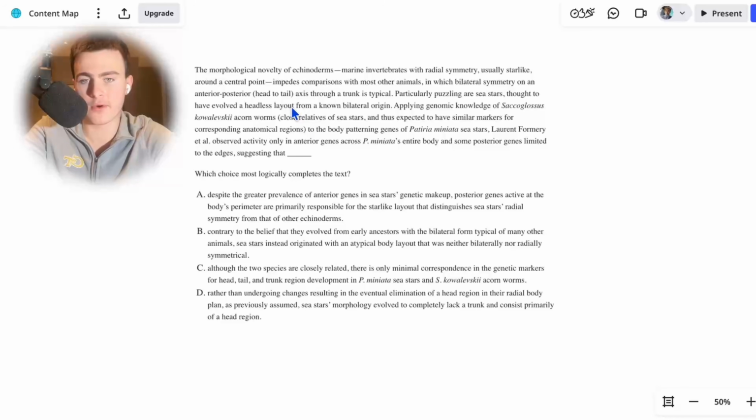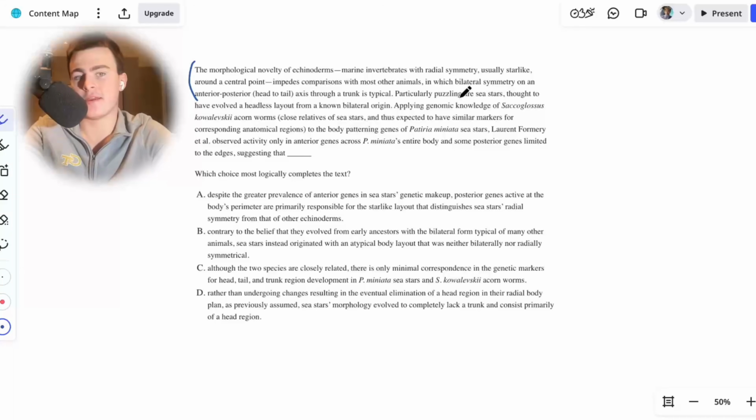Like here, like I did before, I read it. As I read it, I summarized each sentence in my own words. I'm like, okay, you have echinoderms, which are radial and are compared to other animals, and the animals are head to tail. That's it. I took this little sentence right here, this whole thing, and put it into my own words so that I actually understand it. And then the next thing says that they are known to have evolved from a headless layout from a known bilateral origin. So the sea stars came from bilateral origin, and they're thought to have no head. That is it. Pretty straightforward.